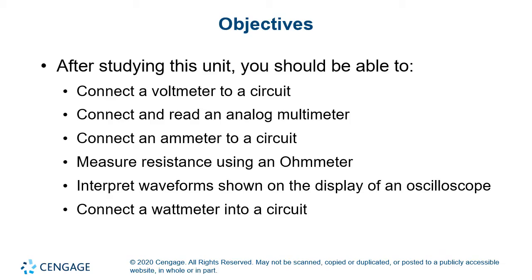So what are we trying to accomplish in this unit? Well, once you're done, you should be able to connect a voltmeter to a circuit, also an ammeter to a circuit, and be able to connect a wattmeter and ohm meter to a circuit as well. In addition, you should be able to read an analog unit and a digital unit, a little easier on a digital unit, and we need to be able to use an oscilloscope. Oscilloscopes are designed to look at primarily alternating current, but other wave shapes as well, and we need to interpret what that display means.